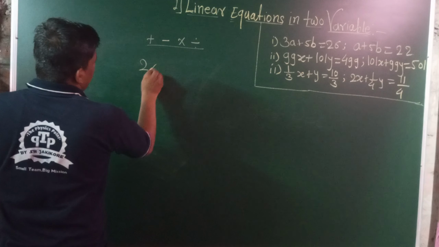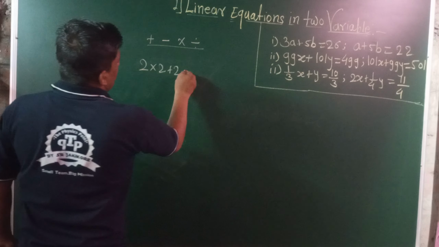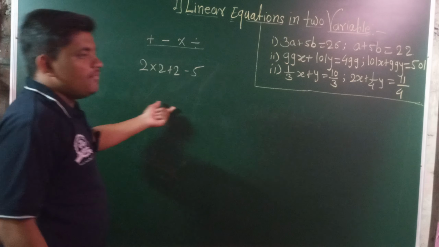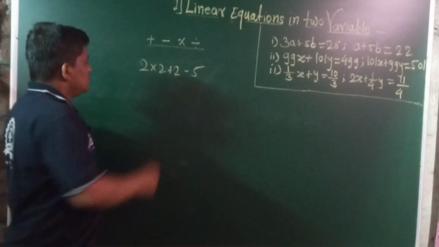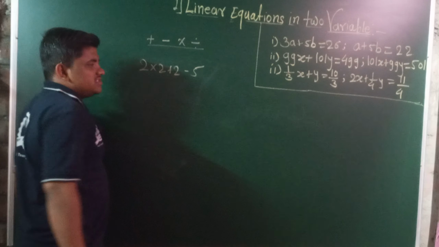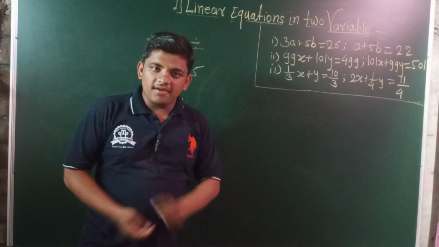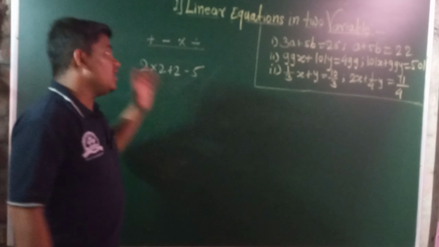For example, 3 into 2 plus 2 minus 5. This is one of the equations. In that, multiplication, addition, subtraction, all different types of mathematical operations are included.